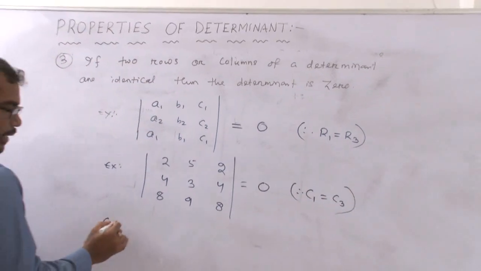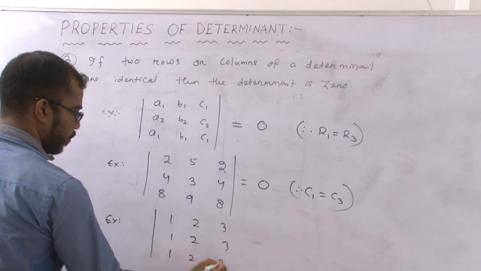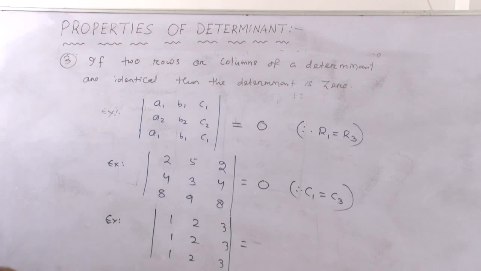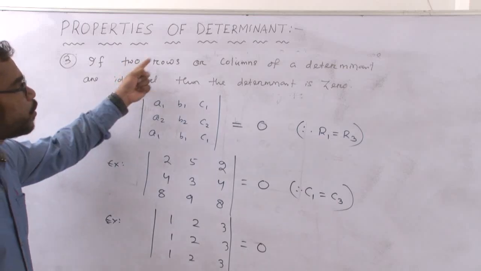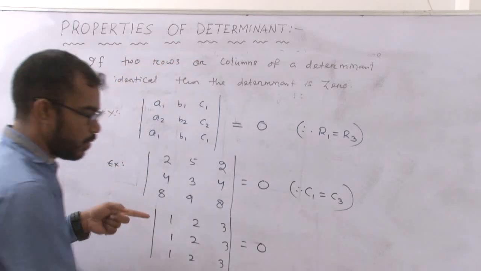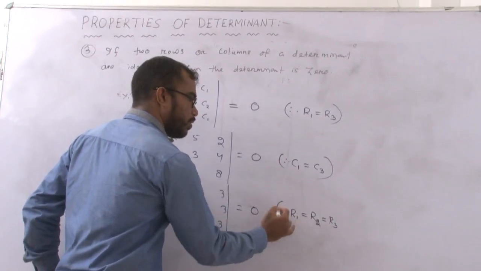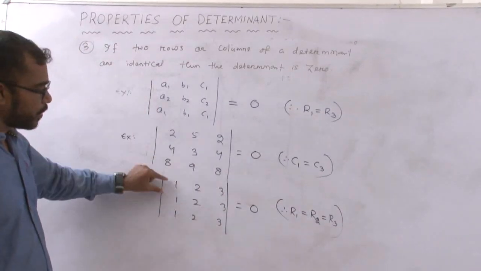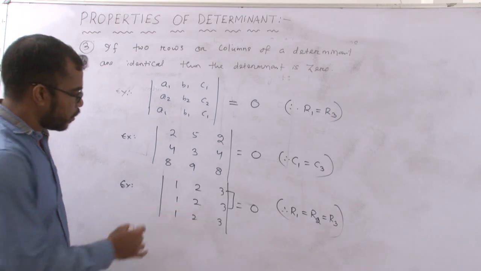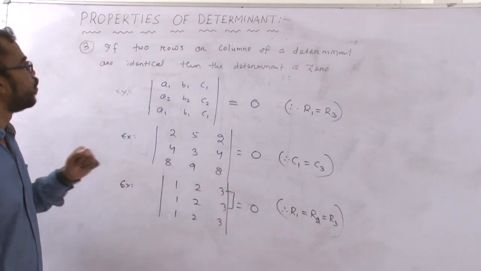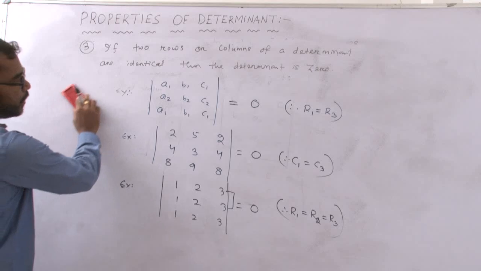So, we take another example. Suppose 1, 2, 3, 1, 2, 3, 1, 2, 3. What will be the result of this determinant? It's also 0, because if any two rows or columns are the same, the determinant is 0, and here all rows are the same. So according to property 3, the determinant is equal to 0. So that is property 3.